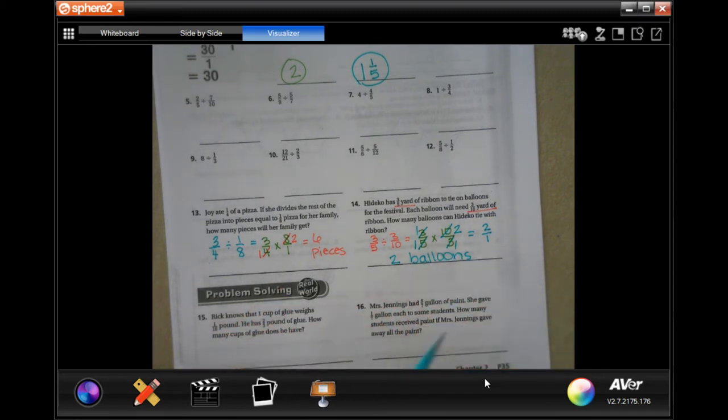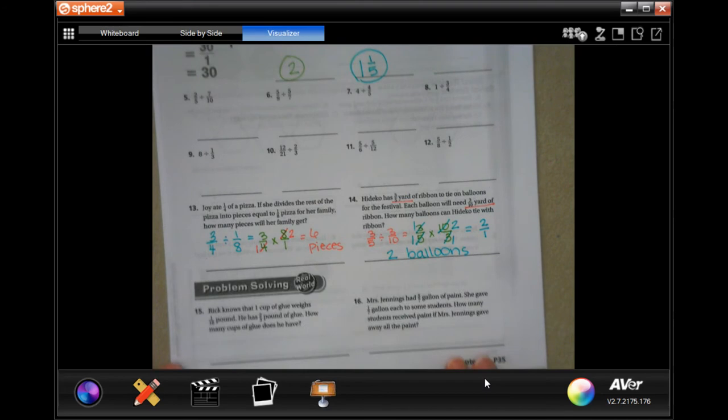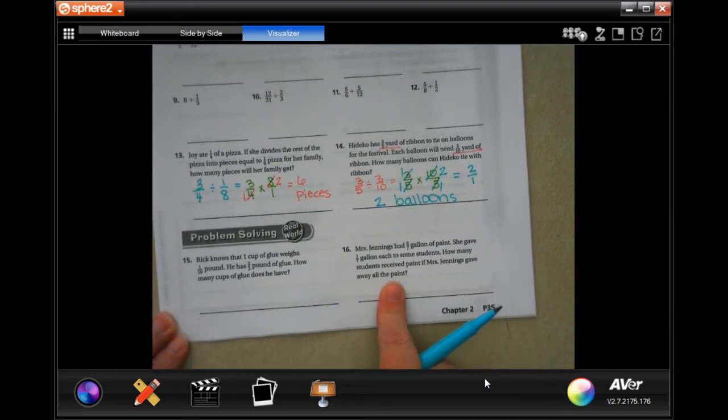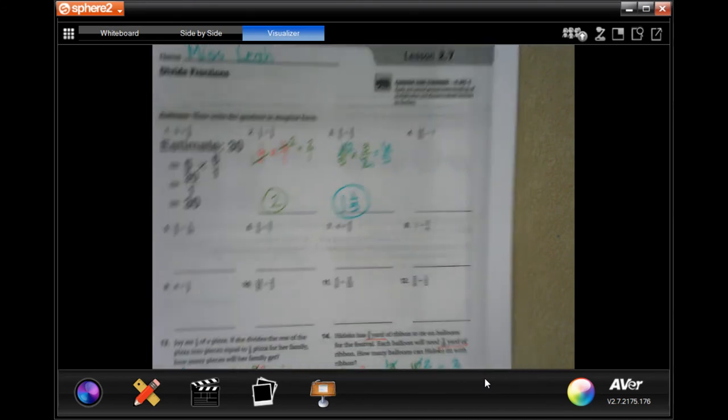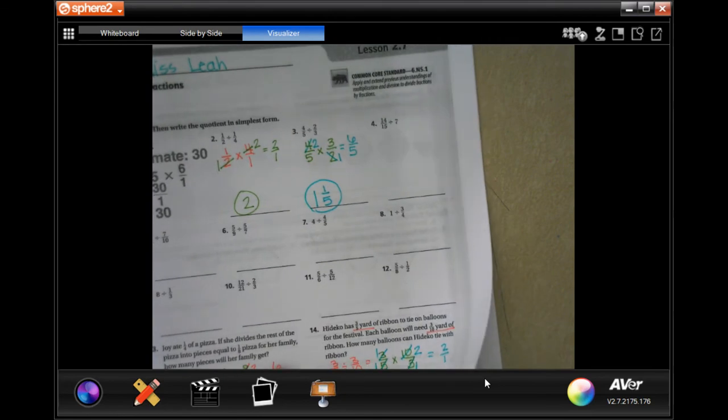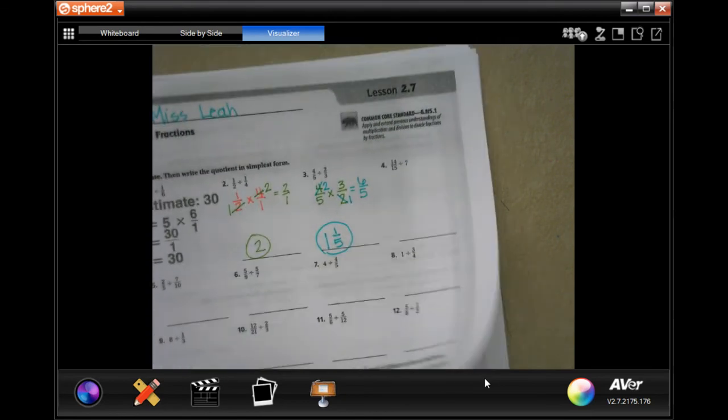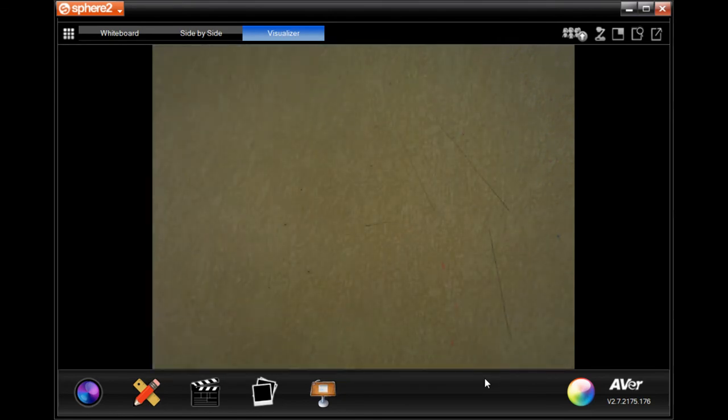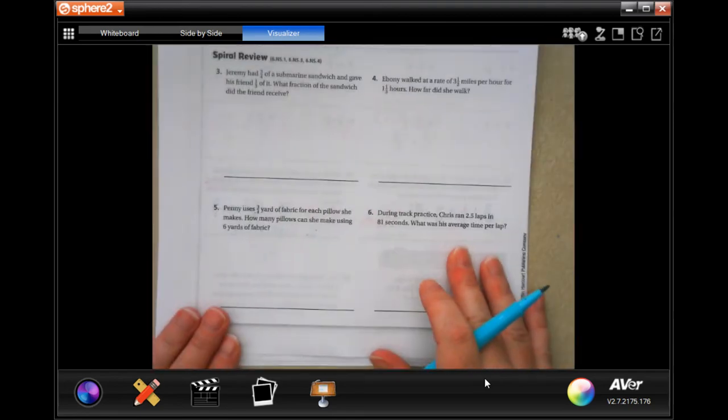There we go. Okay? I want for you guys to do 15 and 16. You totally can. And then you guys are going to go ahead and do the lesson check on the back. And we're going to go down to do spiral review together.